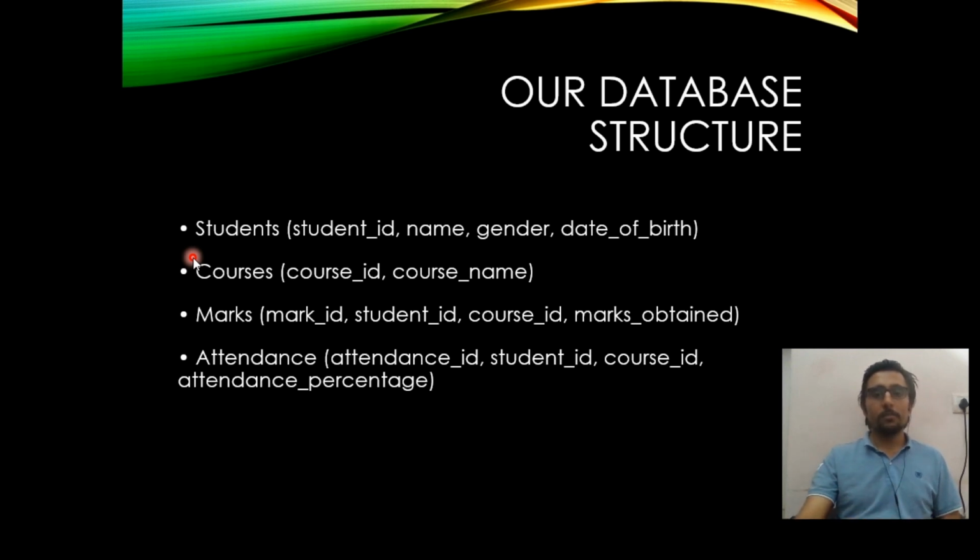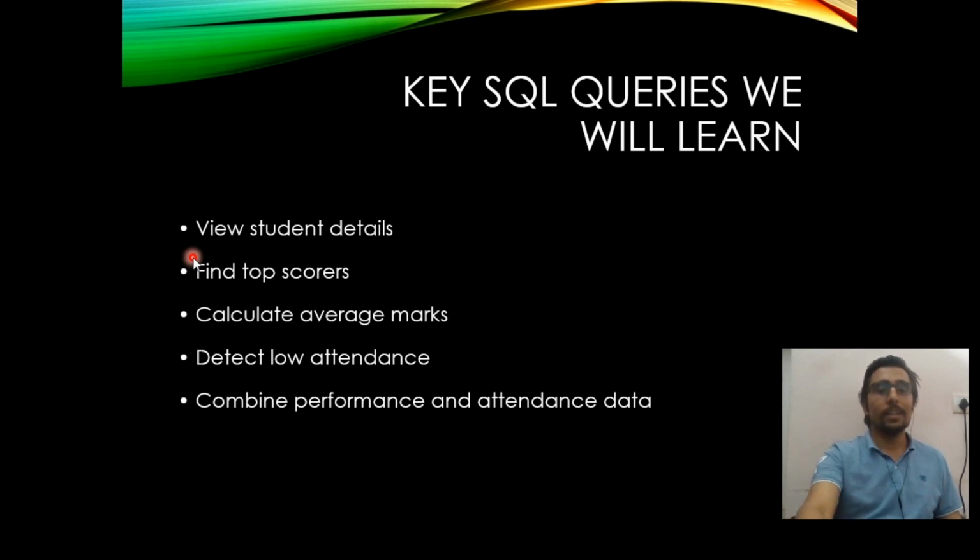Now let's understand the key SQL queries that we are learning here. Using this database, we'll cover viewing student details, like their name, ID, courses, and scores. Plus, we'll also find the top scorers. For example, we can try to find the top five scorers.